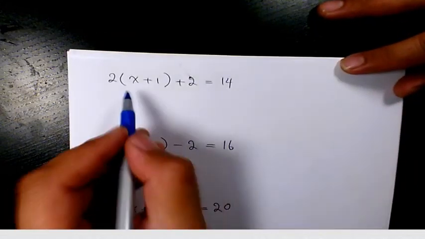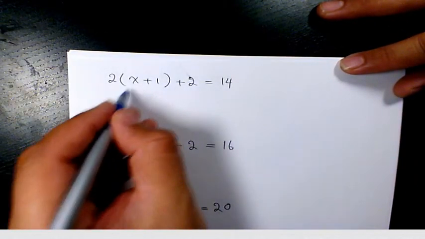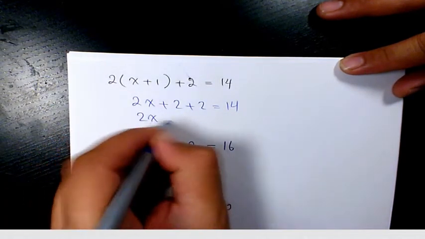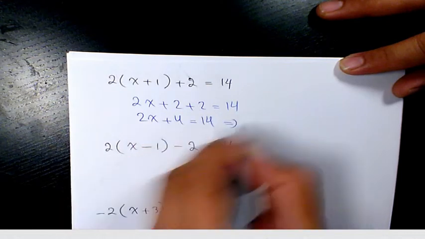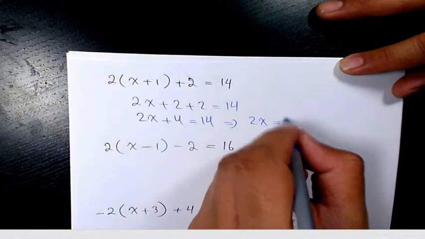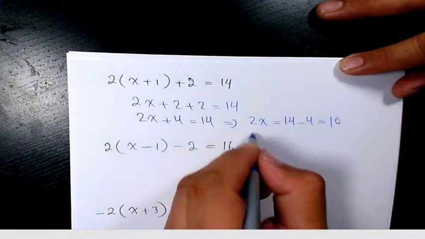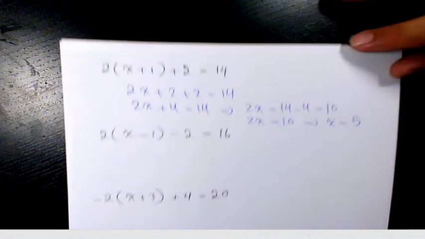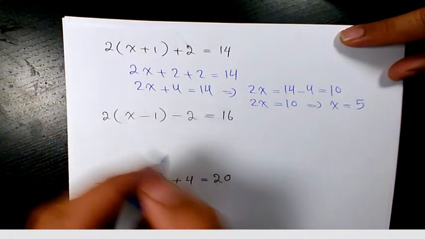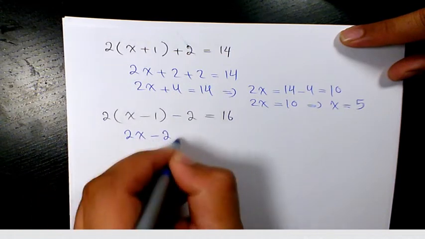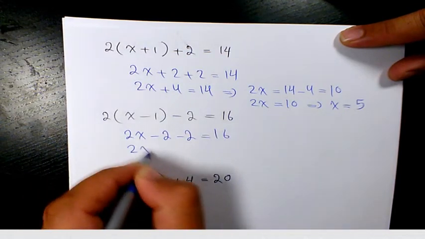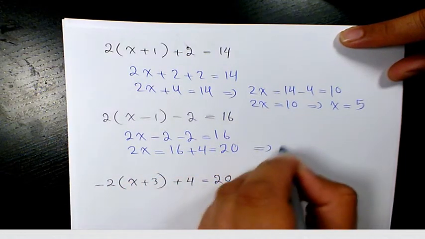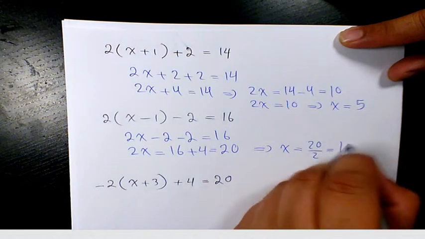Next one. 2 times x plus 1 plus 2 equals 14. So 2 times x plus 2 equals 14. So we have 2x plus 4 equals 14. So we have 2x equals 14 minus 4, which is 10. So 2x equals 10. It means that x equals 10 divided by 2, which is 5. 2 times x minus 1 minus 2 equals 16. So 2x minus 2 equals 16. It means that 2x equals 16 plus 4, which is 20. It means that x will be 20 divided by 2, which is 10.